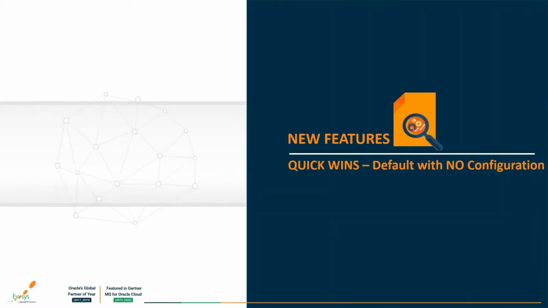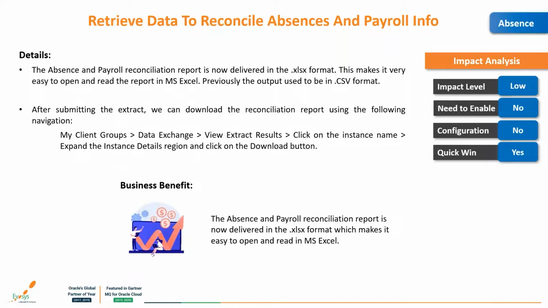Now, we are going to talk about quick wins, default with no configuration. The first feature in this category is in the absence module, which is retrieve data to reconcile absences and payroll info. If you all remember, in 22A upgrade, Oracle provided us with a report called Absences and Payroll Info Reconciliation Report. This report was particularly useful in reconciling the data between absences and payroll.